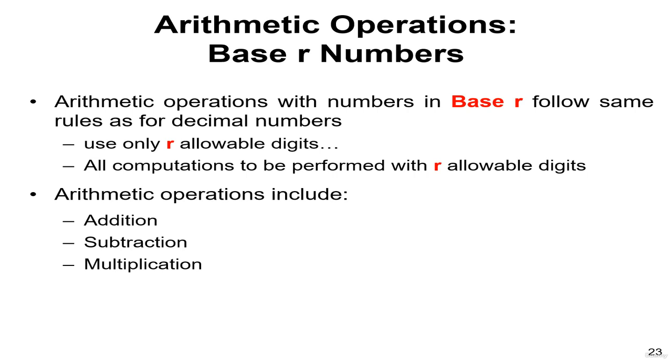Just remember these rules: whenever you are dealing with base R, you can use only R allowable digits. If you are dealing with base 8, there cannot be any digit greater than 7, and all computations are to be performed with R allowable digits. So if you do some multiplication like 7 cross 3, it gives you 21, and this now needs to be converted into base 8. This will make sense once we move to performing arithmetic operations. We will be performing addition, subtraction and multiplication.